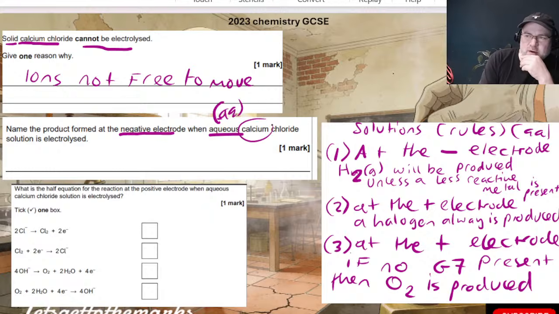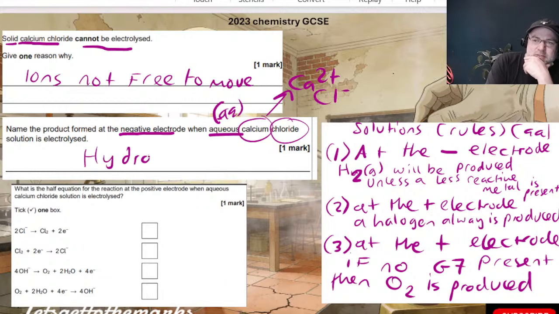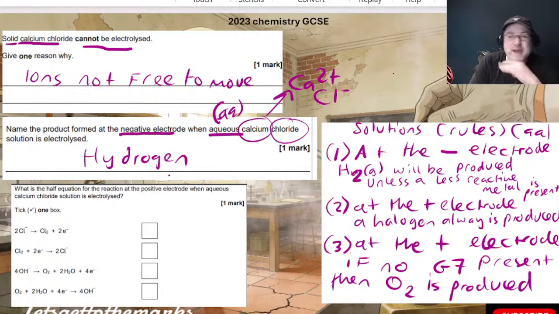So, what do you reckon, folks? What's the answer to that? Calcium chloride, what's coming off at the negative? Calcium is the positive ion, chlorine is negative. You will be forgiven for saying calcium because calcium's positive, it will be attracted to the negative. But you don't know your rules if you write that. The rule is at the negative electrode, hydrogen will always be produced unless copper is around. So we're going to say hydrogen. That is what is coming off, hydrogen, every time, unless it says copper is there.